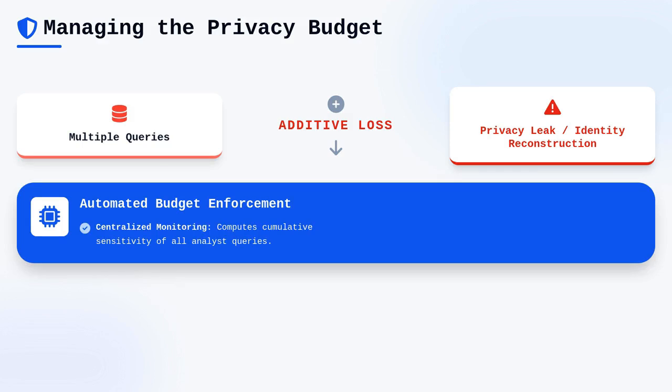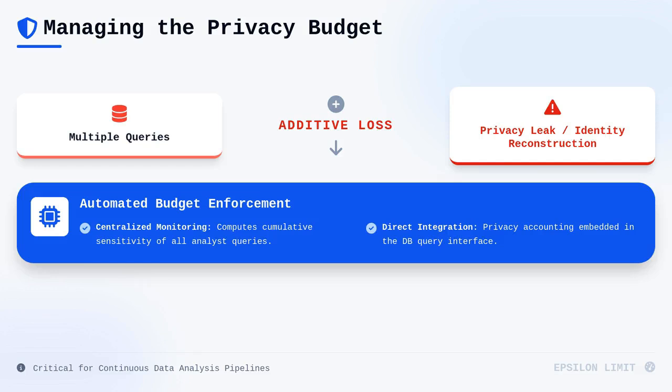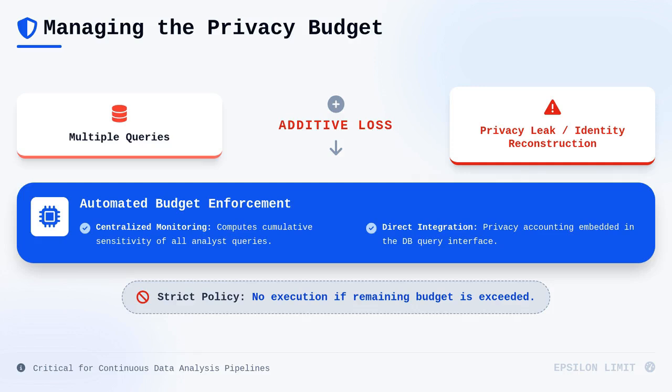You should implement a centralized monitoring service that computes the cumulative sensitivity of all queries made by analysts to ensure the total privacy loss remains within your established policy. This requires integrating privacy accounting directly into your database query interface, ensuring that no query is executed if it exceeds the remaining privacy budget for that period.